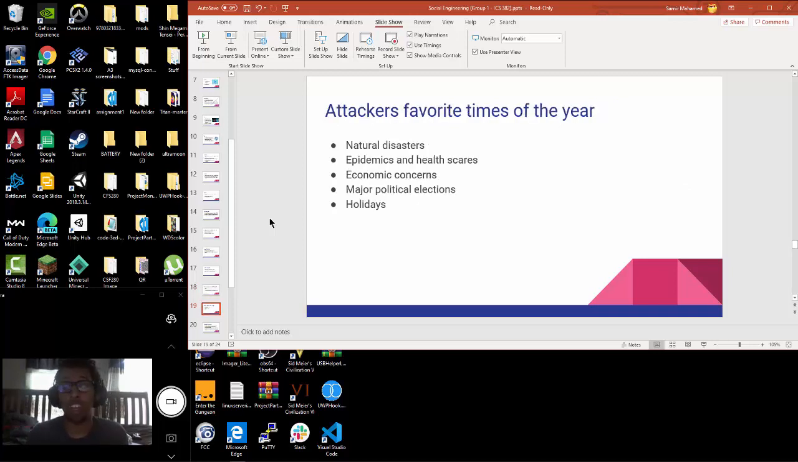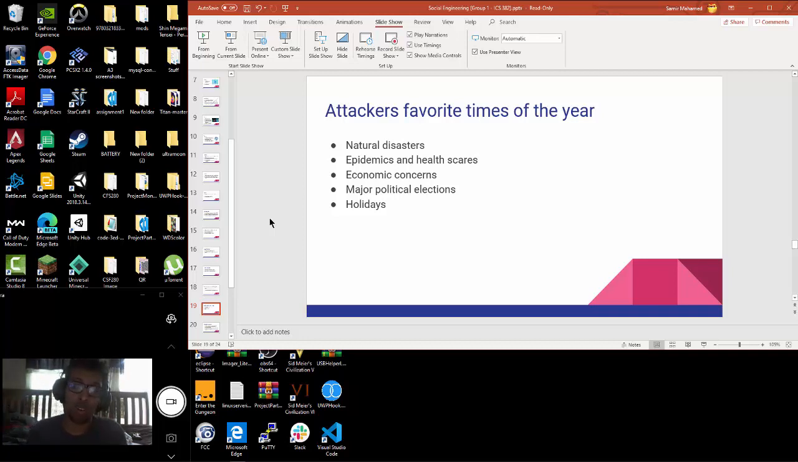Favorite times of the year for them: natural disasters. Epidemics, like the one we're in right now, Corona, are a perfect example. There has been social engineering that's not online, but physical social engineering. There are people pretending to be testing for Corona. They knock on your door, ask you questions, and write down your name and information, and it's even getting to the point where they do that to commit robberies. It's actually pretty scary, and people take advantage of things like that.